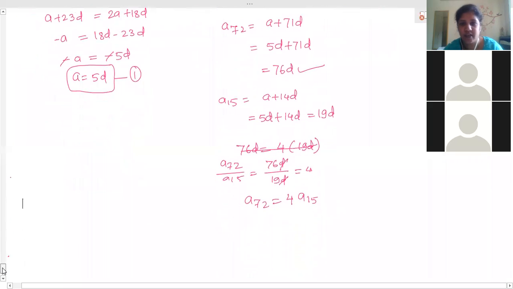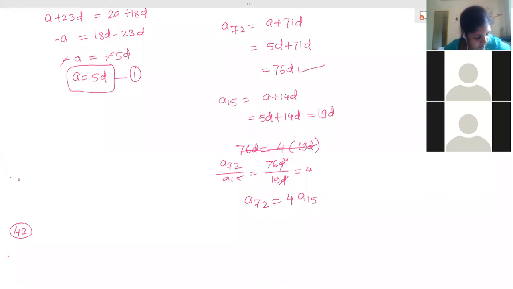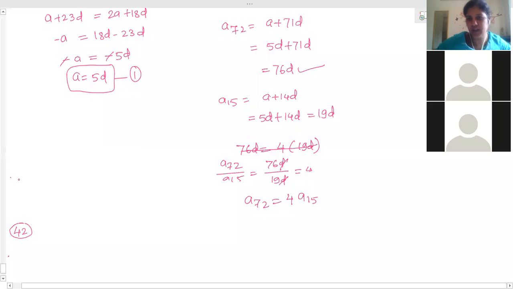Now after that, the 42nd question. Who has solved the 42nd? Ma'am, I have solved. Ma'am, even I have solved. Yeah, how have you taken the numbers? Can you tell? The 42nd one: find the number of natural numbers between 101 and 999 which are divisible by both 2 and 5. Both 2 and 5. So what do you mean by that?